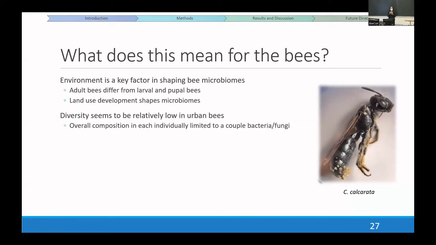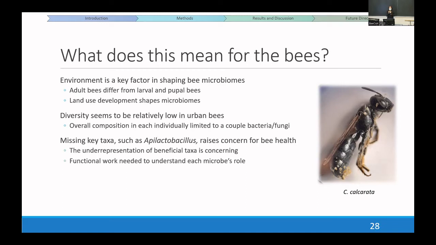Diversity seems to be relatively low in urban bees. Again, overall, you can see that the composition in each individual is sometimes limited to 1 to 2 genera. And so that is sort of concerning because we know that there are oftentimes benefits to having a diverse microbiome. Missing key taxa, such as Apilactobacillus, raises the concern for bee health, as the underrepresentation of beneficial taxa is concerning.